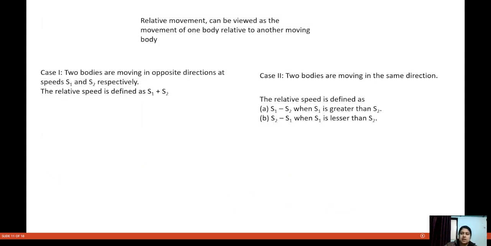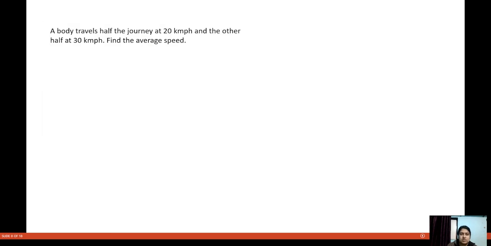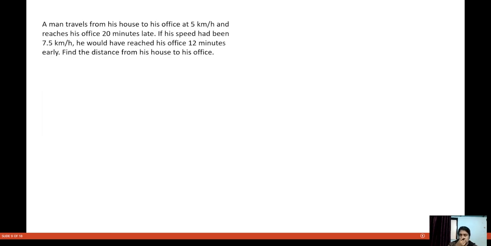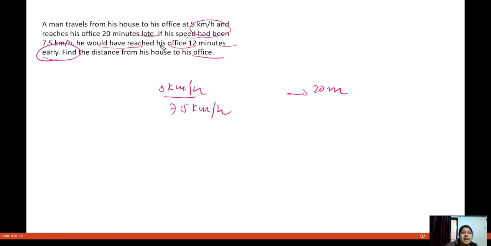Okay, so let us move forward. Let us do some of the questions. Now look at this question. It is saying a man travels from his house to his office at 5 kilometer per hour, and he reaches 20 minutes late. If his speed had been 7.5 kilometer per hour, he would have reached office 12 minutes early. Find the distance from his house to his office.